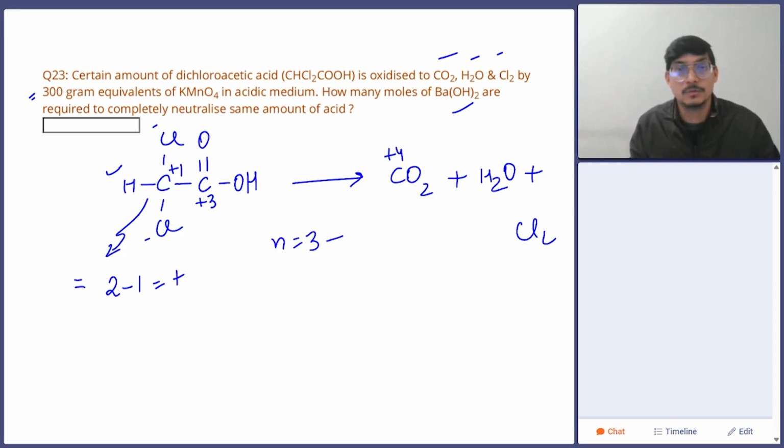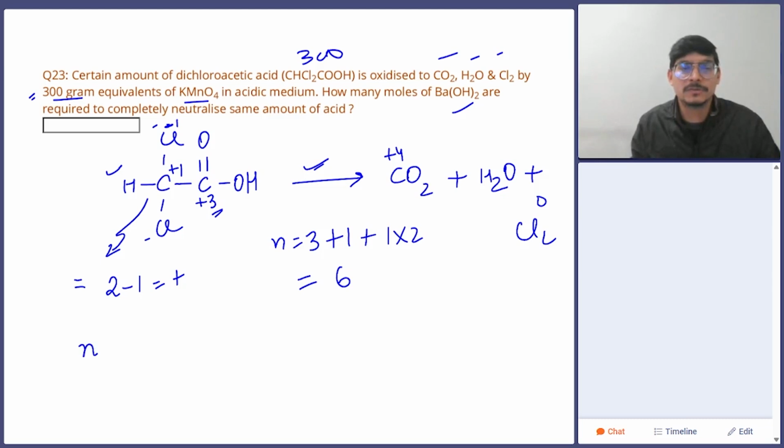So there is one carbon going from +1 to +4, so definitely it is losing 3 electrons. There is one carbon going from +3 to +4, so it is losing 1 electron. And you can see that both chlorines are going from -1 to 0. So each chlorine loses 1 electron, so that is a total of 6. So the N factor is 6, right? So for dichloroacetic acid, the N factor is 6. Now, because this is a redox reaction, the number of gram equivalents for both reactants are going to be equal. So for KMnO4, if it is 300 gram equivalents, for dichloroacetic acid also 300 gram equivalents.